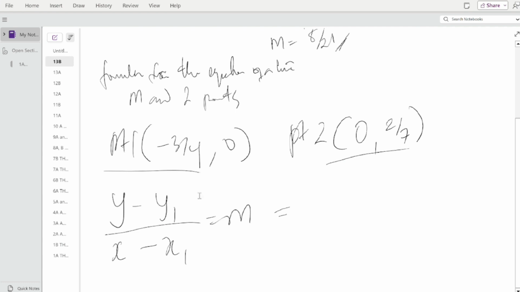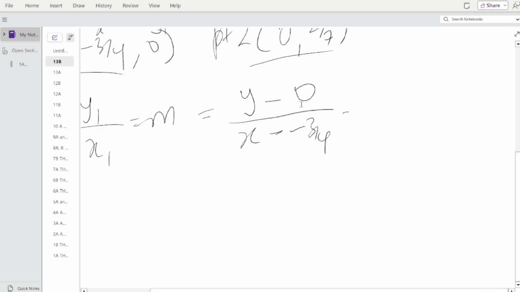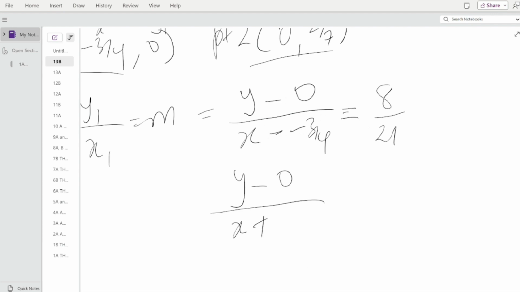Then taking this particular first point, we will solve. Since this represents our x and this represents our y, we have y minus our y1, which is here, is 0 over x minus the value for our x1, which is minus 3 over 4. Y minus 0 over x minus minus 3 over 4 equals our gradient, and the value for our gradient is 8 over 21. We can further break down. We have y minus 0 over x, then you have minus minus, as minus times minus when you have two negative signs together, the outcome is positive, that's plus 3 over 4 equals 8 over 21.